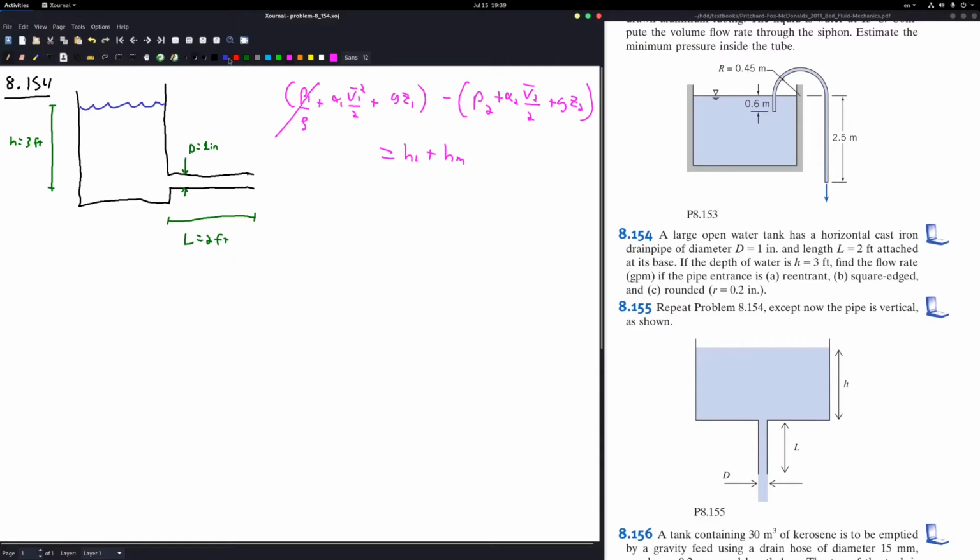Now we can simplify our expression, knowing at point 1 and at point 2 we will be at atmosphere. That means that they cancel out with each other. Also, we'll assume that our tank is large enough that the velocity at v1 is going to be 0. Additionally, we also have that our variation at our height at point 2 is going to be 0.